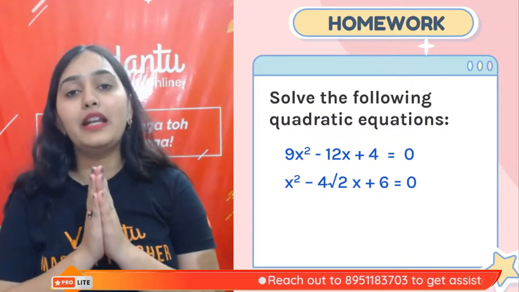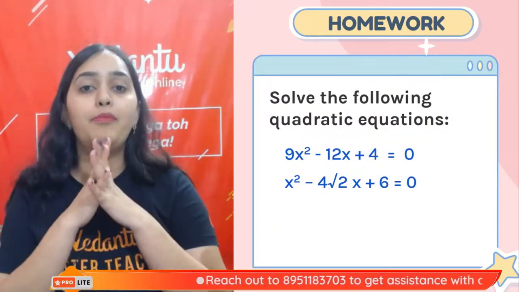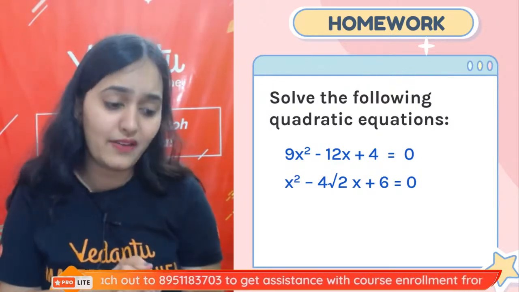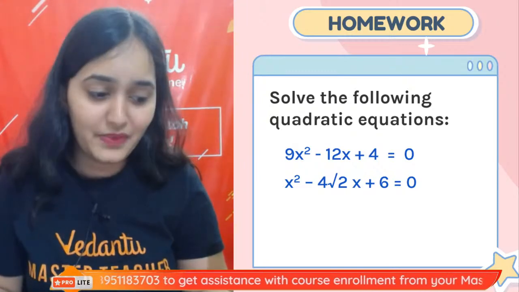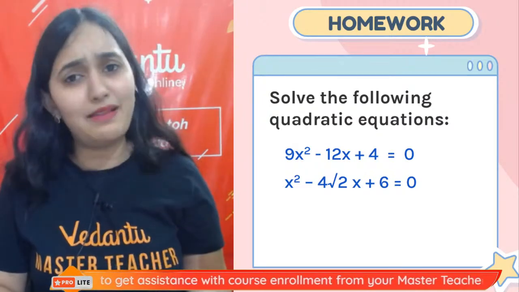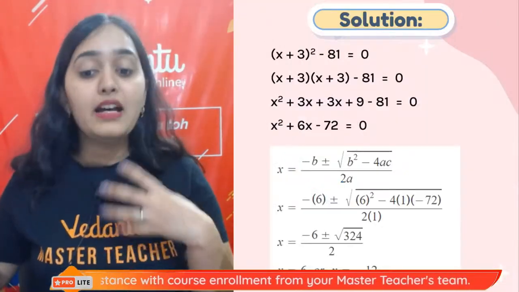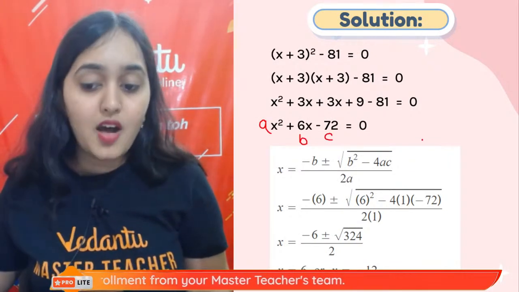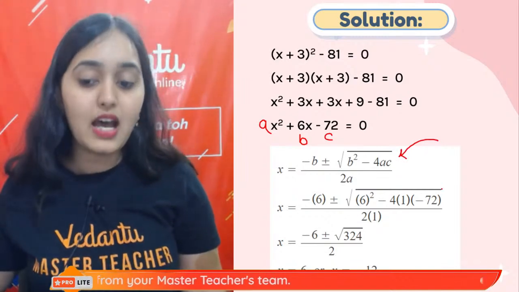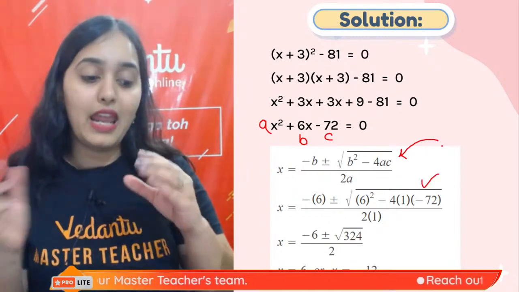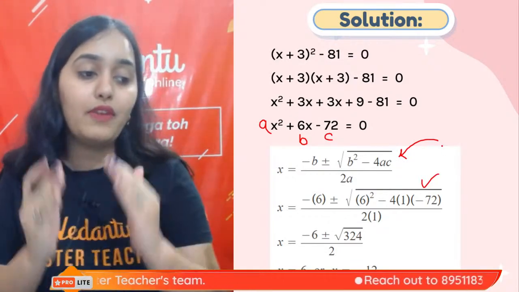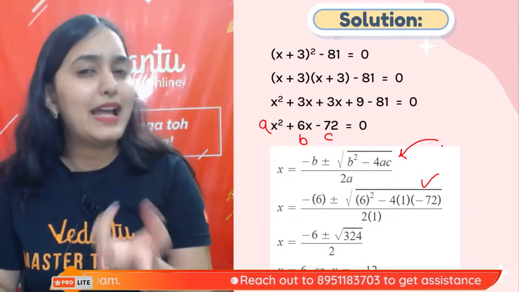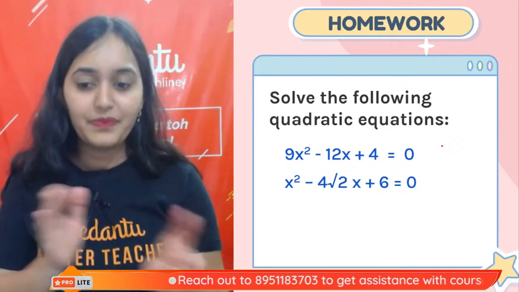Alright, so I hope that you all are able to apply the quadratic equation formula to find out the roots of the equation. The formula is very simple, hai na? What you have to do is just find out what is A, what is B, what is C. Put everything in this formula, find out the square root and then once you will put plus, once you will put minus. And you'll get the two roots. That is so simple, right? All right.